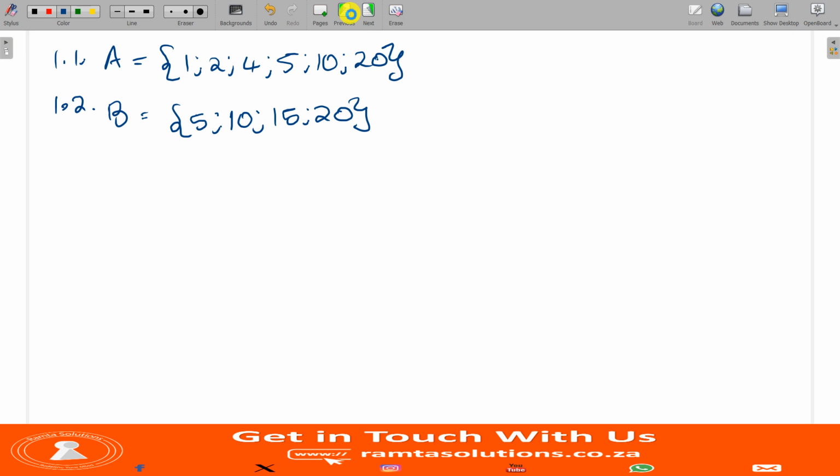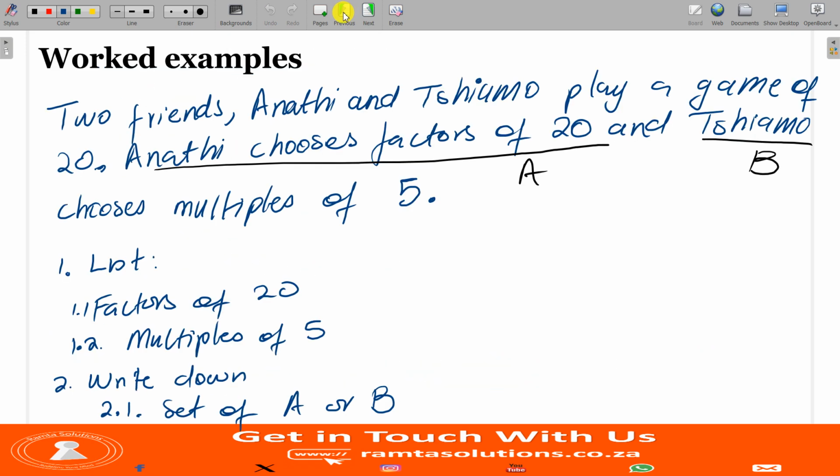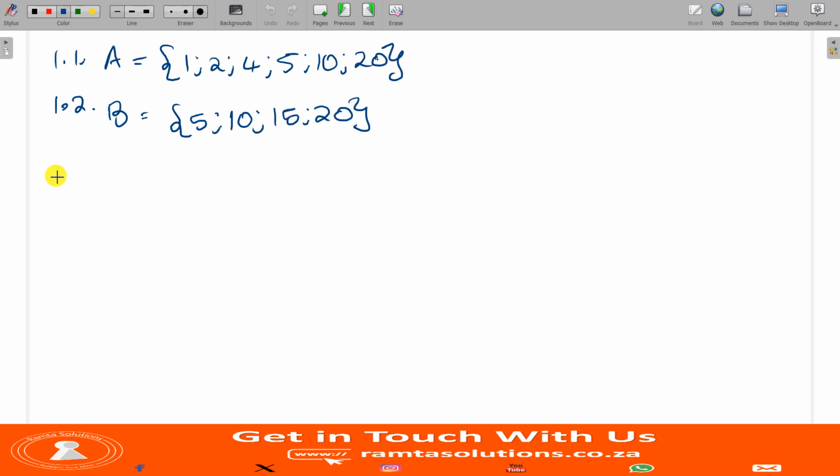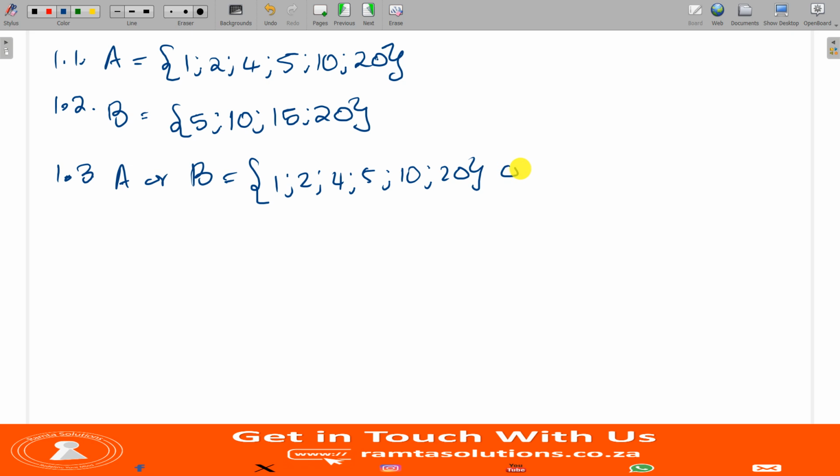Now let's see what's the next question. Write down the set of A or B. Ooh, nice. 1.3, A or B. What is it? Remember, guys, A is 1, 2, 4, 5, 10, 20. And B is 5, 10, 15, 20.